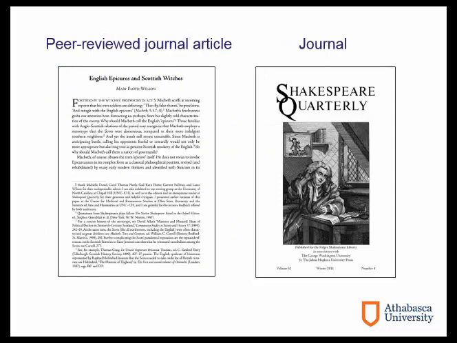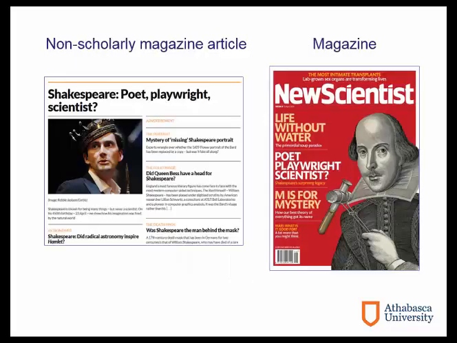Here's an example of a peer-reviewed scholarly journal article, published in a journal. The article, entitled English Epicures and Scottish Witches, was published in the journal Shakespeare Quarterly. Now, here's an example of a non-scholarly, non-peer-reviewed article published in a magazine. This article, titled Shakespeare, Poet, Playwright, Scientist, was published in the magazine New Scientist.